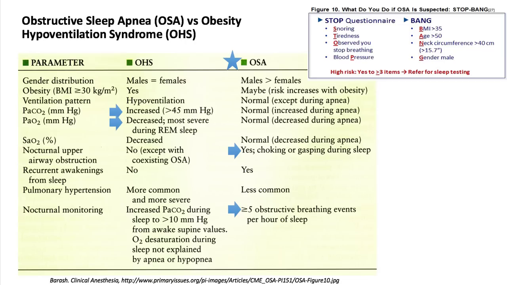Are they older than 50? The neck circumference, is it greater than 40 centimeters or so? And are they male, gender, BANG? Then we can say if they have a lot of these on their STOP-BANG questionnaire, they're at risk for obstructive sleep apnea. Now with OSA, the male gender distribution increases, yes, with obesity.